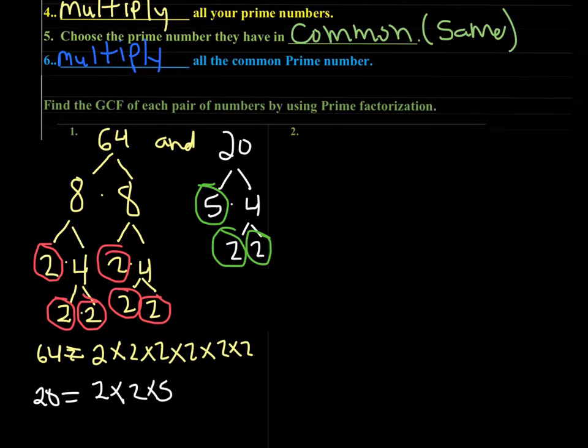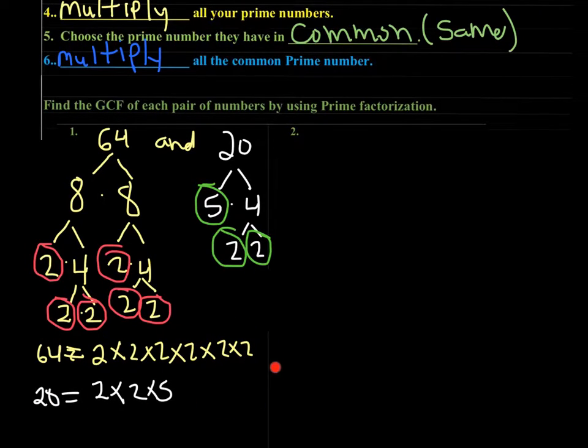So we did step 1, 2, 3, and 4. Now let's start with step 5. Step 5 says choose the prime number they have in common. That is the same. So all of their prime numbers are on the bottom here.